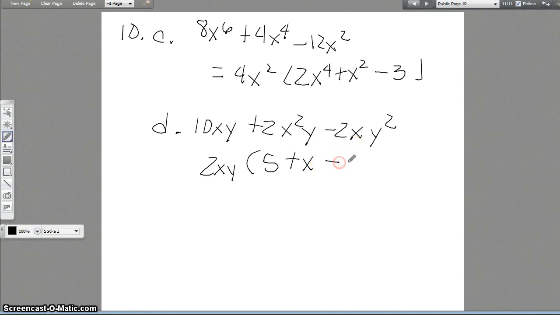That would be negative y, because we've already got the 2, we've already got the x, and then we have a single y. We don't have y squared. So that is how we write the 2xy times another factor to get 10xy plus 2x squared y minus 2xy squared. This is number 10, which is just like number 18 in your homework.